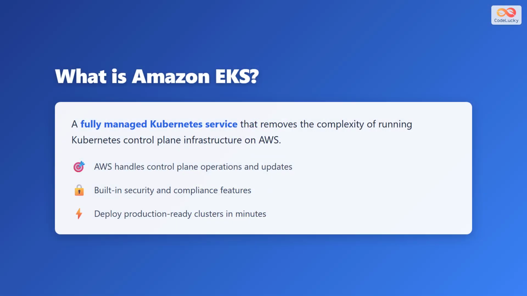Amazon EKS is a fully managed Kubernetes service that eliminates the complexity of running and maintaining the Kubernetes control plane infrastructure on AWS, instead of you having to set up, configure, and maintain the master nodes yourself. AWS handles all of that for you. This includes managing control plane operations, applying security patches, and performing version updates automatically. With built-in security and compliance features, you can deploy production-ready Kubernetes clusters in just minutes, allowing you to focus on your applications rather than infrastructure management.